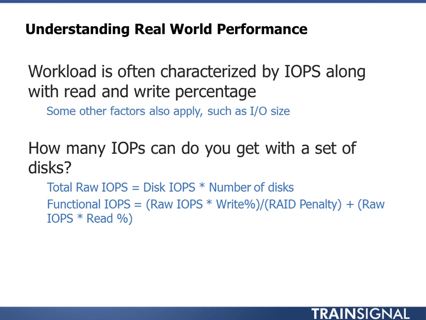And how many IOPS can you get with a set of disks? I'm not going to do the numbers, but here's how you do the numbers. Again, I don't expect you to do math on the exam. They don't give you a calculator for this exam. They just give you a little dry erase marker, so I don't expect you to have to do too much math. But for your information, if you want to know the total raw IOPS, it's disk IOPS times number of disks. Well, that's pretty simple. Functional IOPS is raw IOPS times write percentage divided by write penalty, plus raw IOPS times read percentage. You can run those numbers and take a look, but that'll give it to you based on which RAID type that you use.